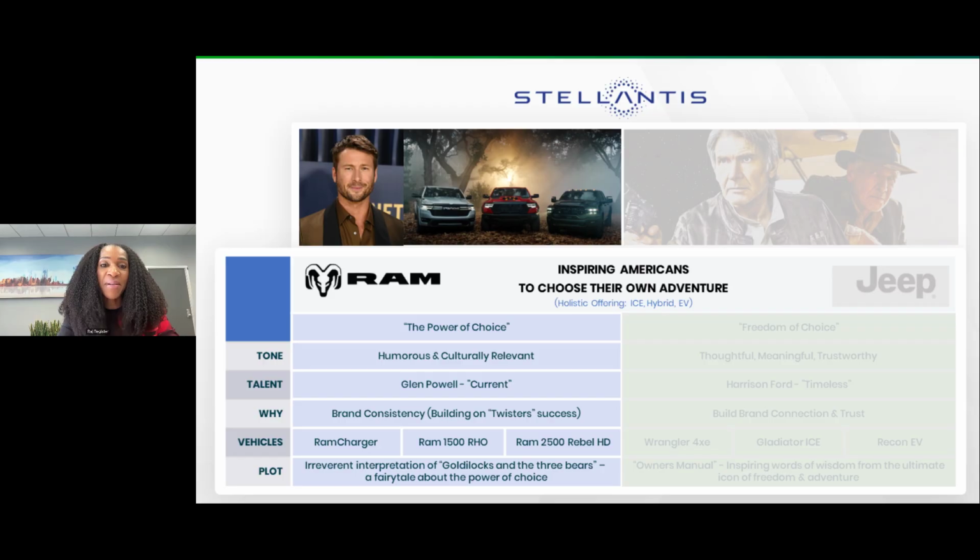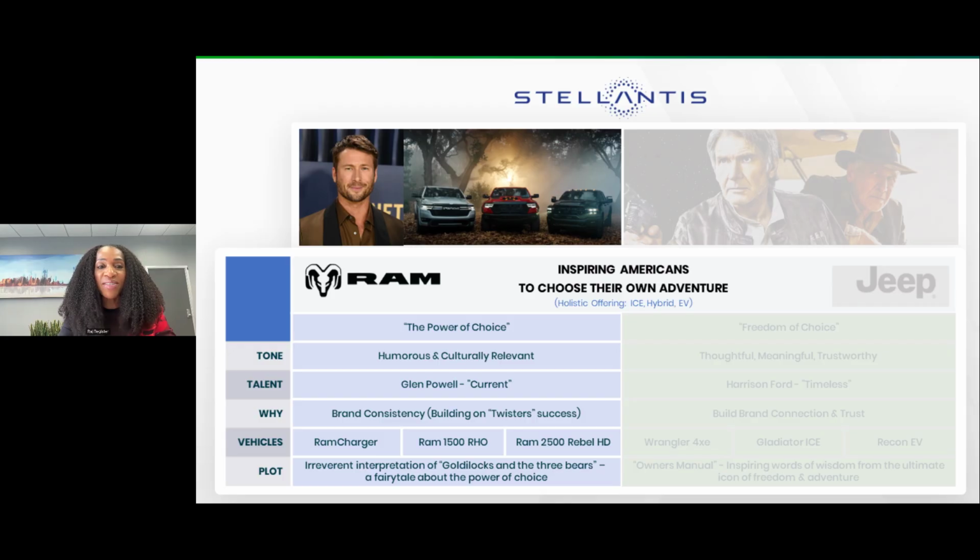So for Ram, we decided that we wanted to leverage an opportunity that we have in the marketplace to really talk about not only our vehicles, but the power of choice. So we want people to fall back in love with Stellantis overall, Ram and Jeep specifically. And there's so many choices out there. And right now there's a big, heavy push for BEV. And while that's very important, we also wanted to say, hey, there's a power of choice. Within that choice, we offer other vehicles. We still have ICE, we have hybrid, we have EVs, and we want you to choose the one that is most important for you and your family. So that's how we landed on power of choice for Ram.